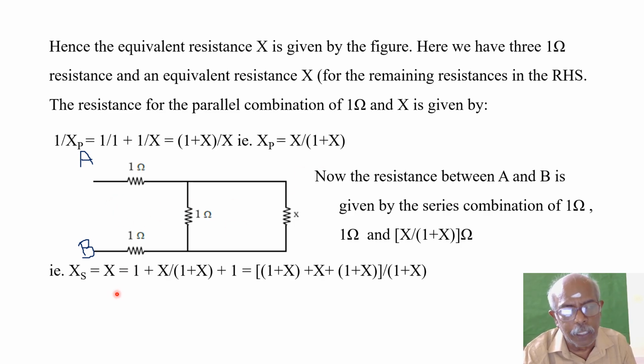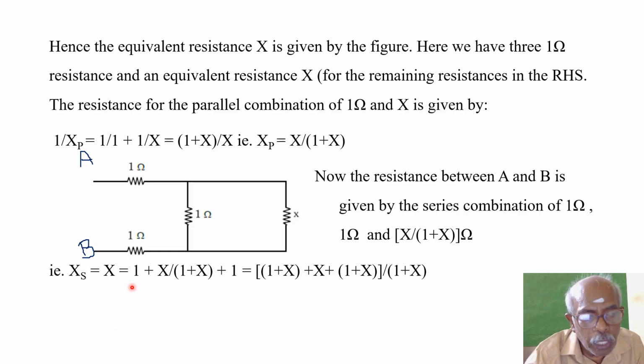X is equal to the 3 resistances: 1 ohm, plus X by (1 plus X), and 1 ohm. Because in series connection you have to add all the resistors. So now this is 1 by 1, this is X by (1 plus X), this is 1 by 1. So you can take the LCM. What is the LCM? The denominator is 1 plus X.